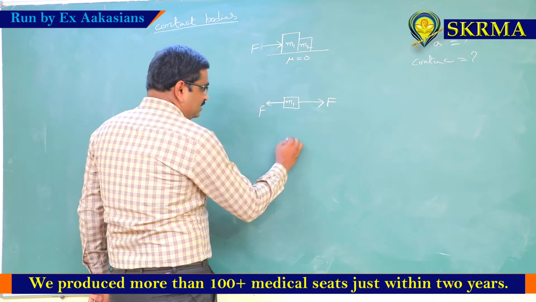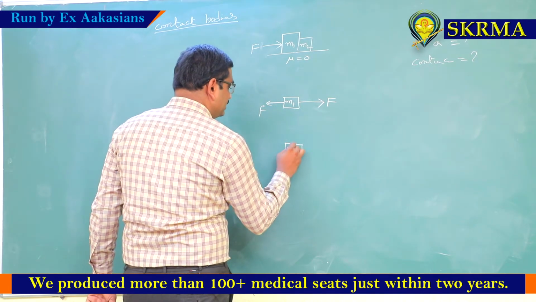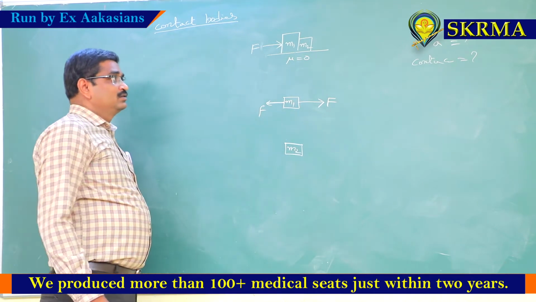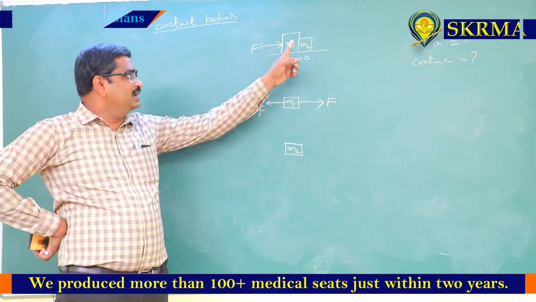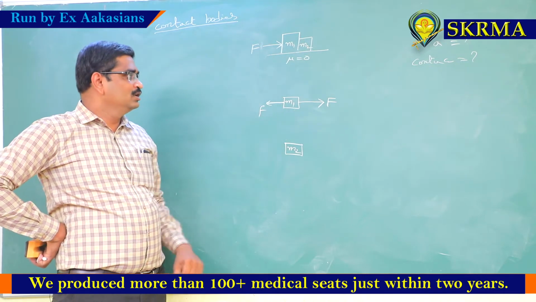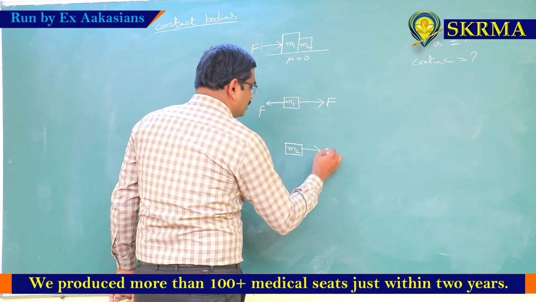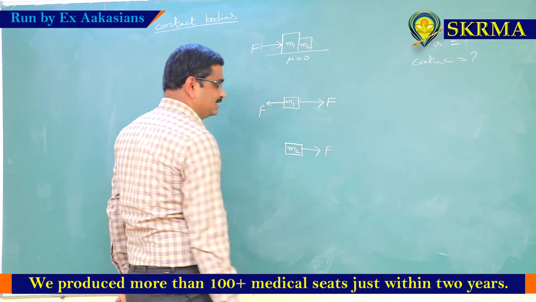Now, for mass M2, what is the force diagram or free body diagram? So here this force is not acting directly on M2, but it will move with the help of contact force only. So only one force will act, that is contact force.